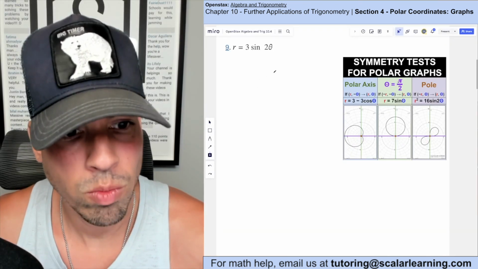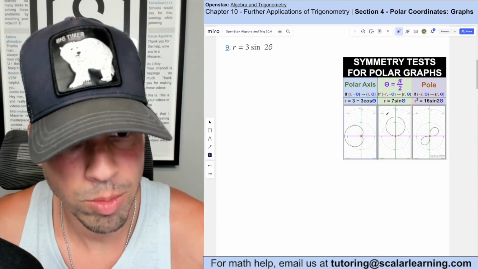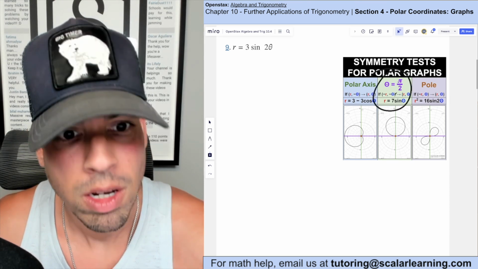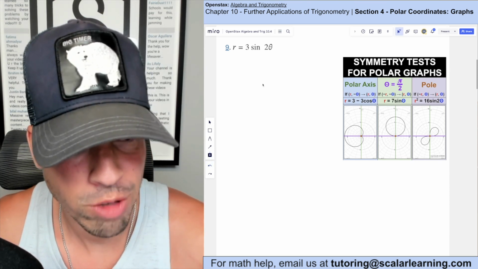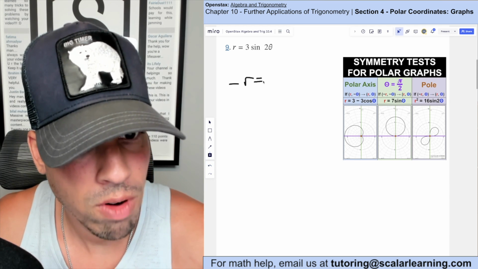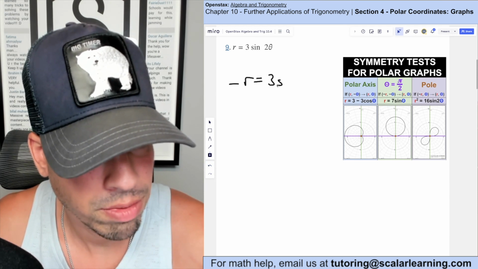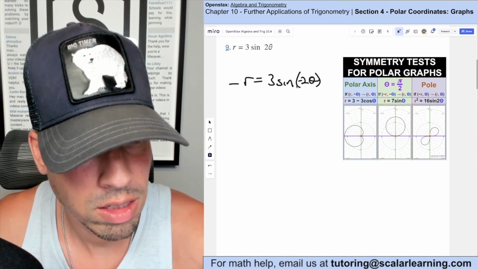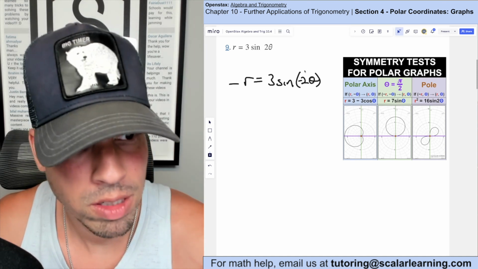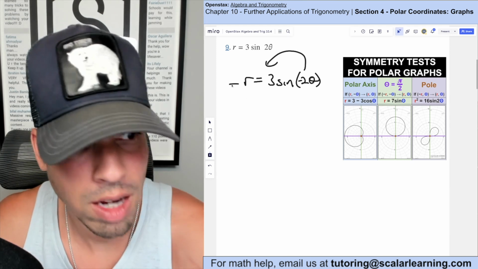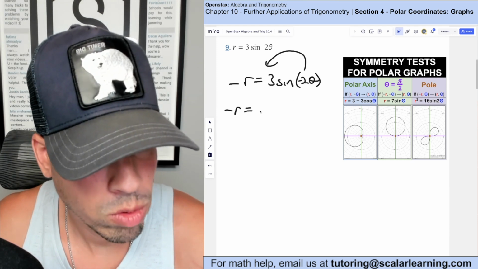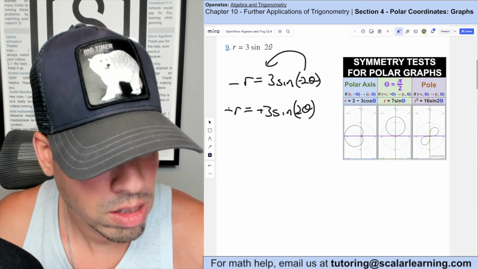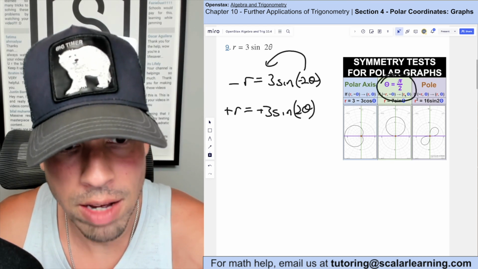So for this one, we're going to run through the different tests to test for symmetry. Now, I can see right off the bat that this is going to be a theta equals pi halves situation, because if I plug in negative r and negative theta, so the theta is negative, sine has the property such that I can just pull the negative outside because it's odd. And then I have negative r equals -3 sine 2 theta. Negatives are going to cancel out. It goes back to normal. So I know I have symmetry here.